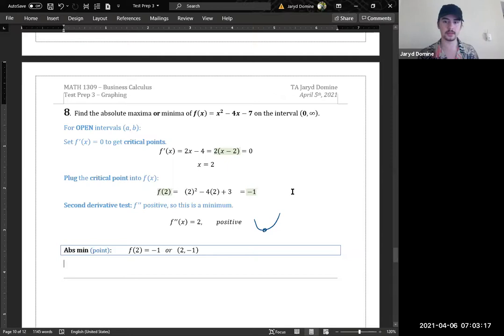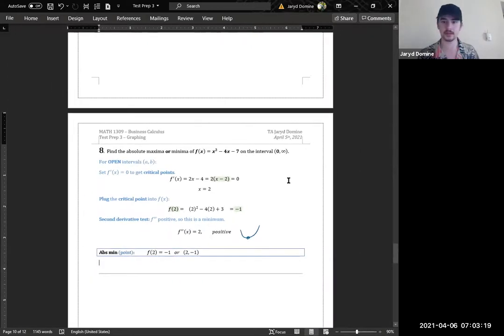Okay. So that was kind of quick. Any questions on this one? Why does f of x have a plus 3 in the equation when you plug the point in instead of minus 7?